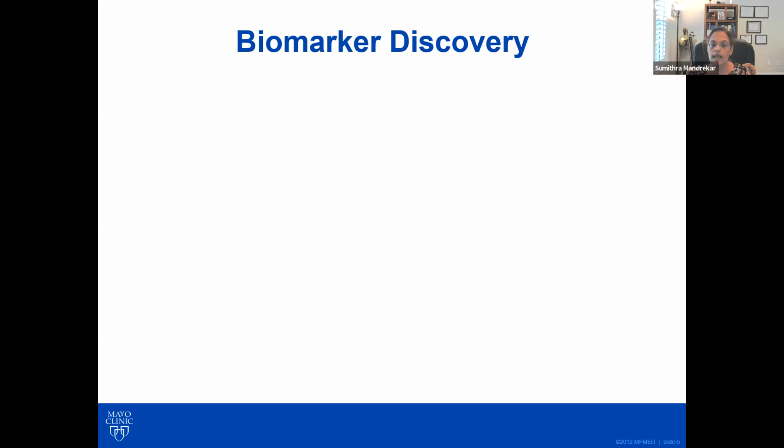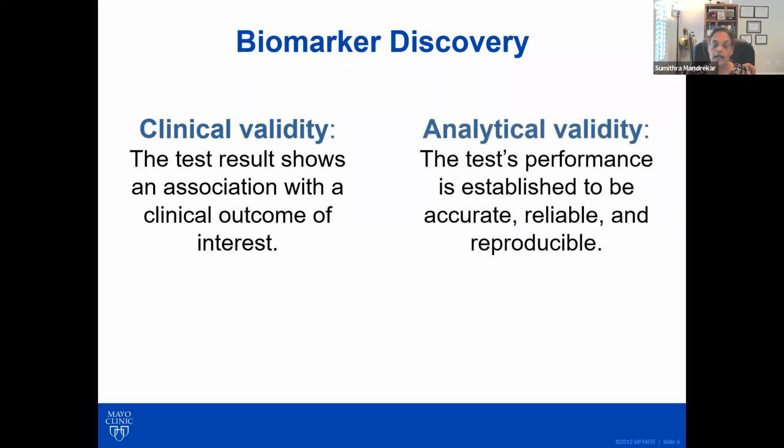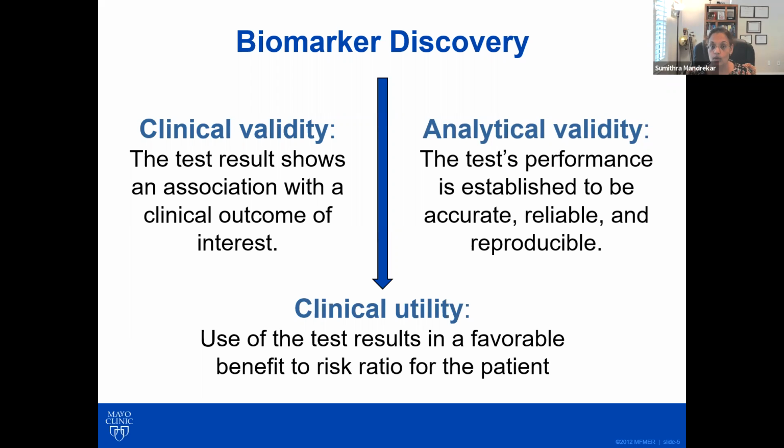So I just want to take a couple of minutes to discuss what the term biomarker actually means. A biomarker, to have importance, needs to have clinical validity, which means the result from the biomarker test should show an association with a clinical outcome of interest. It should have analytical validity, which means the performance has to be accurate, reliable, and reproducible. So if I move lab to lab, whether my local lab or a central lab, the results all give the same answer. And ultimately, of course, after all this research, what's the utility of these biomarkers for a given patient?